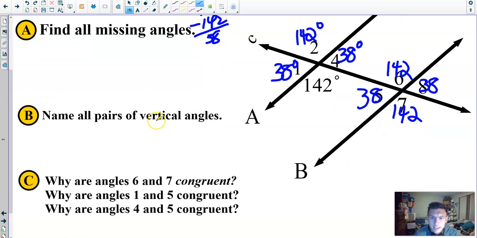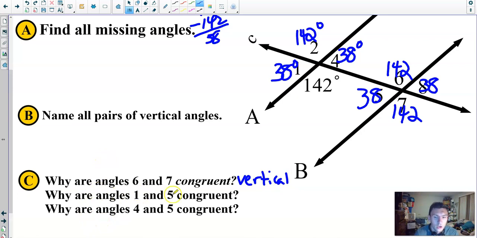I'm going to skip B because it's pretty much the same as the last slide. You should be okay with that. C. Why are angles 6 and 7 congruent? Here is 6. Here is 7. They have the same number, so they're clearly congruent. But why are they congruent? Well, they are across from each other. They're touching in the middle. Those are vertical angles. They're congruent because they are vertical.